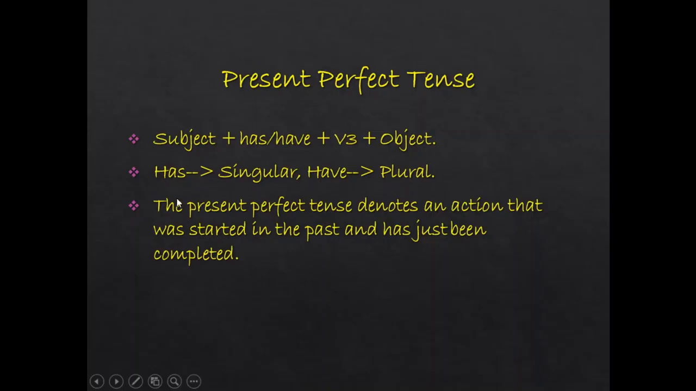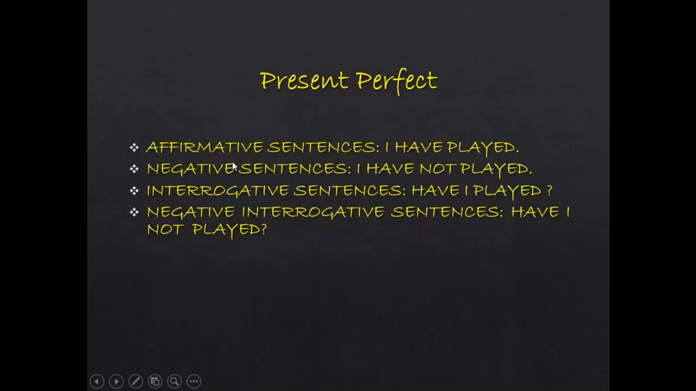Also, remember children that we use have with you and I. Along with the plural, with these two also we use have. Then comes the present perfect tense, which denotes an action that was started in the past and has just been completed. How do we write them?